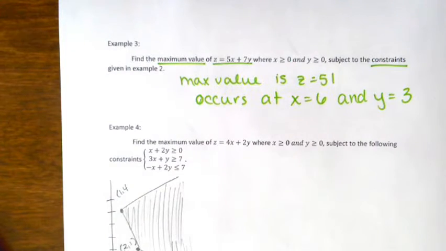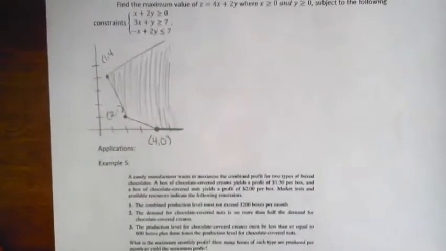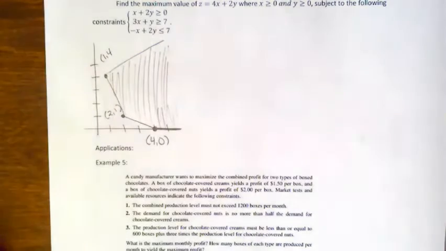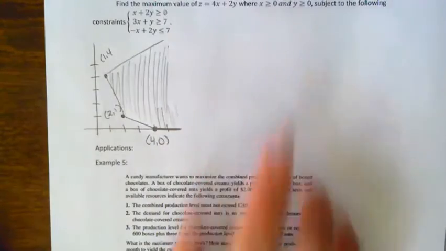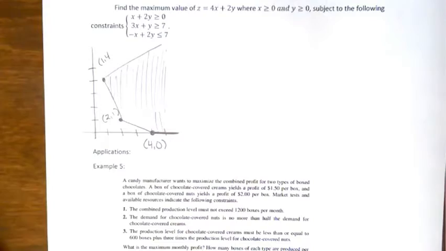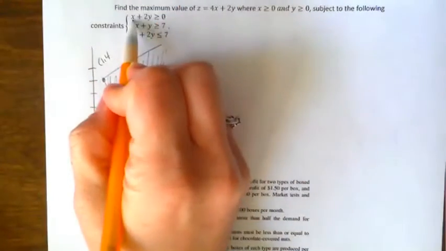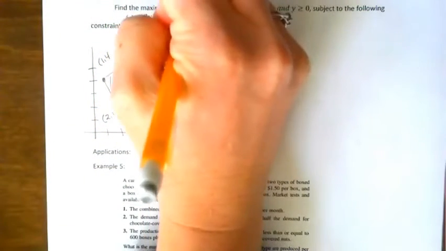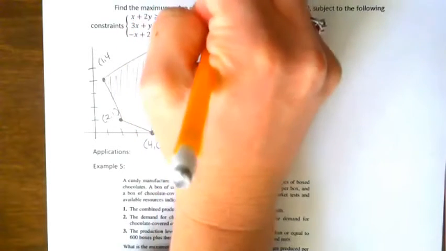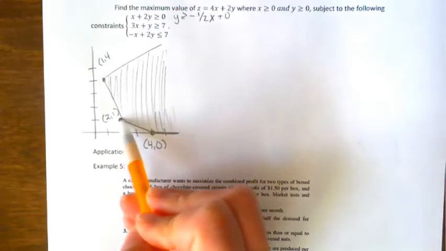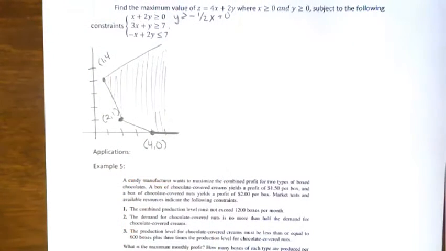All right. Example 4. Find the maximum value of z equals 4x plus 2y, where x is greater than or equal to 0 and y is greater than or equal to 0, subject to the following constraints. If you notice, x and y again have to be greater than or equal to 0, so we know we're in that first quadrant, right? We go to graph all of these. This would be x plus 2y is greater than or equal to 0. If we put it into slope-intercept form, isn't that y is greater than or equal to negative 1/2 x plus 0? So that would be this graph right here.